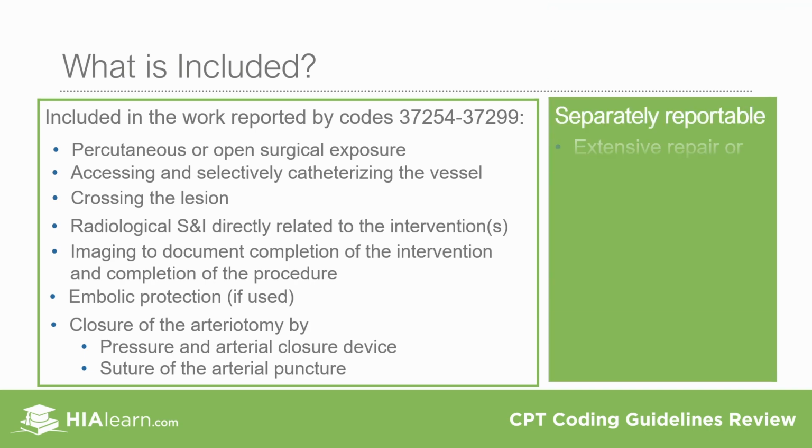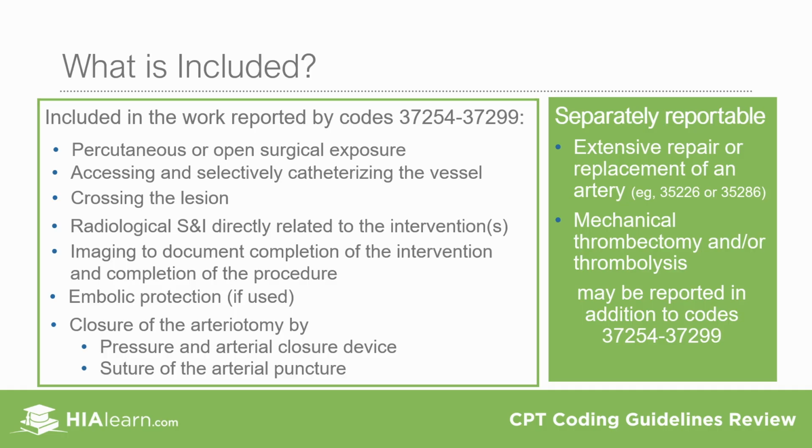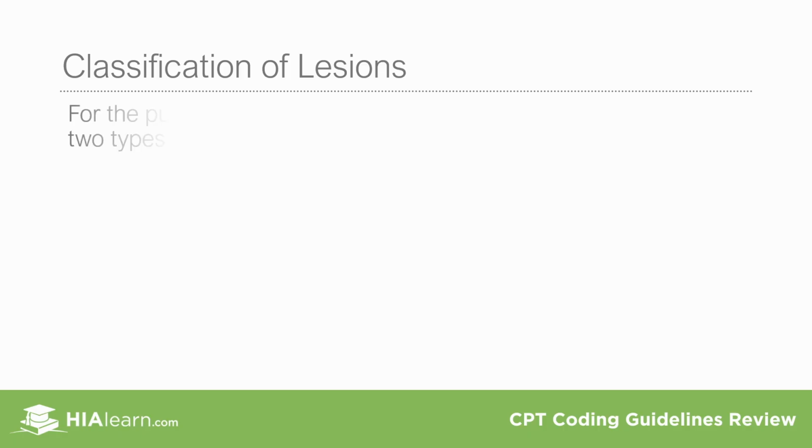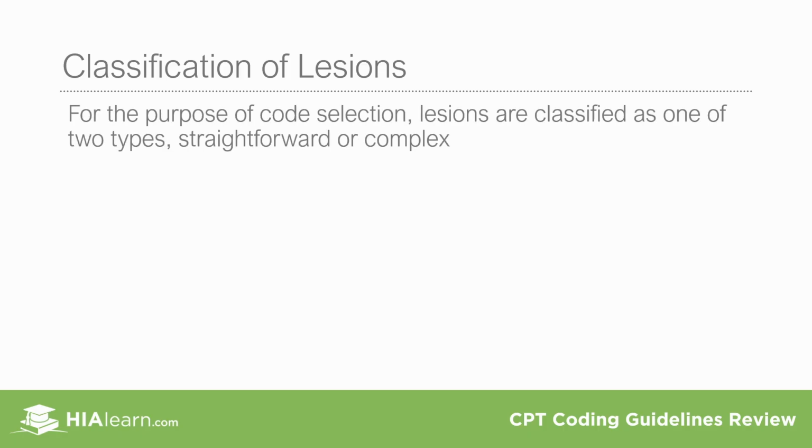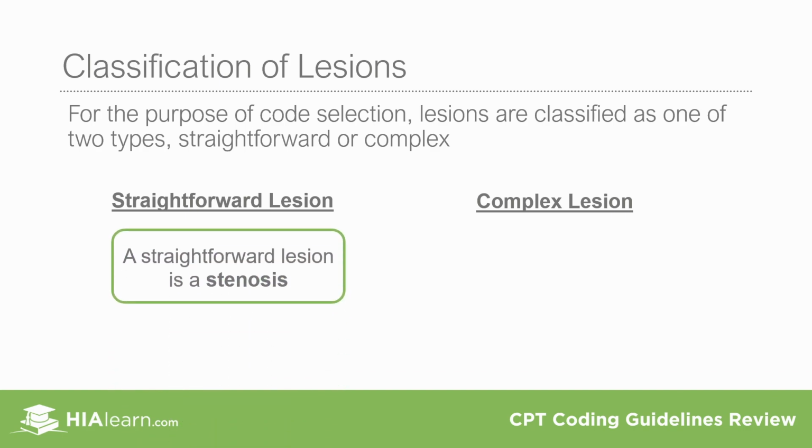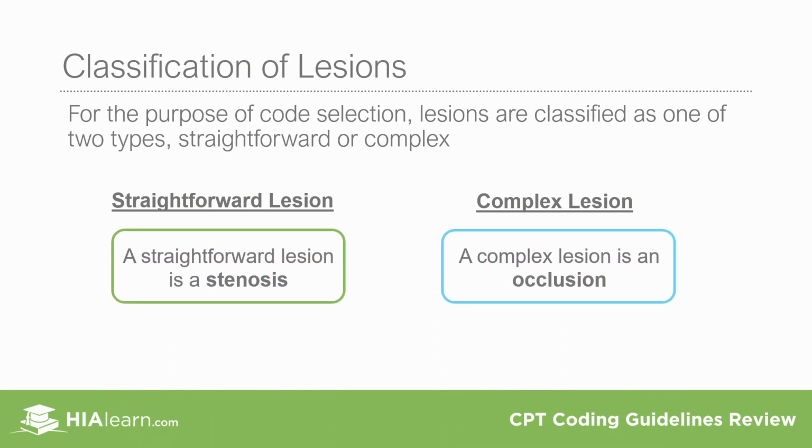If extensive repair or replacement of an artery, such as is reported with codes 35226 or 35286, or mechanical thrombectomy or thrombolysis is required, these are separately reportable in addition to codes from the range of 37254 to 37299. Selection of endovascular revascularization codes includes identifying the code that reports the correct type of lesion. Lesions are classified as either straightforward or complex. A straightforward lesion is a stenosis, and a complex lesion is an occlusion.